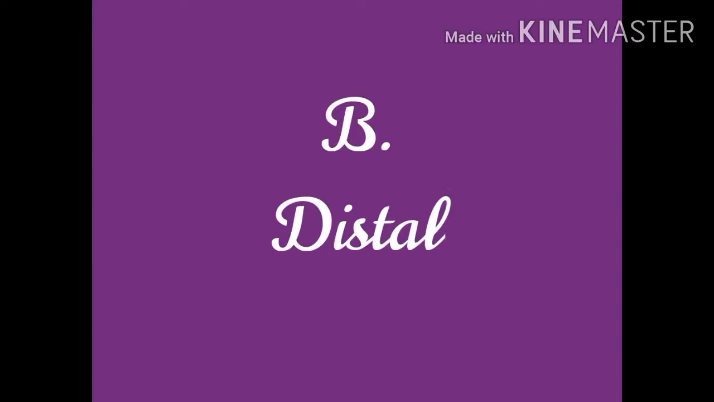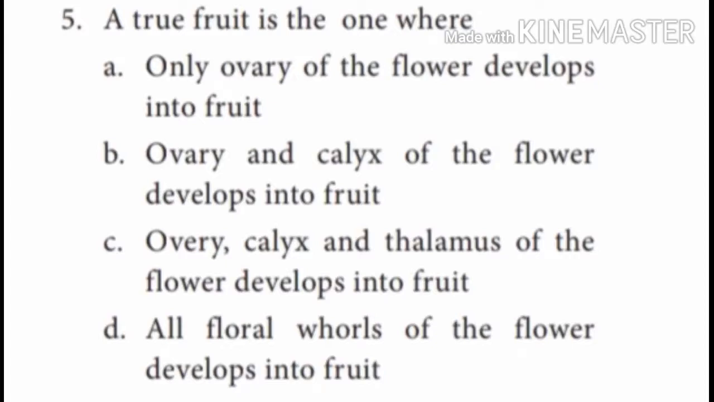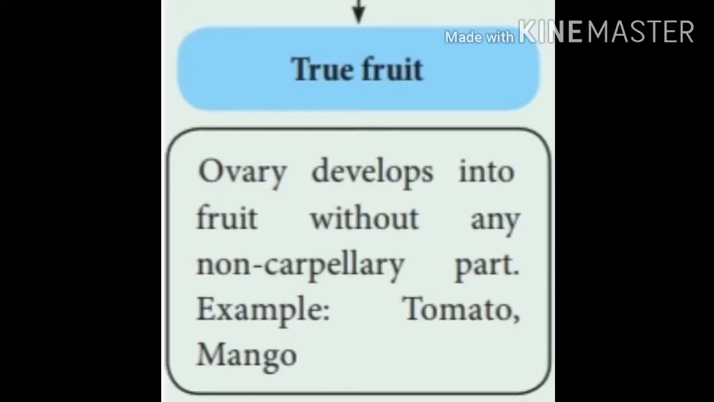Let's move to the fifth question. A true fruit is the one where... There are three types of fruits. Of that, what is the character of a true fruit? For this, let's refer to page number 114. The tabular column is given. We'll look into the answer now.